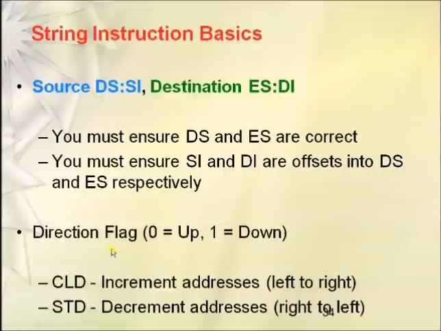Now here we have to use this direction flag. If the direction flag is initialized to 0, it means we are using auto increment mode. The memory address will be incremented by 1 for every operation. If you initialize the direction flag to 1, it means we are going with auto decrement mode, where the address will be decremented by 1 for every operation. CLD is used for clearing the direction flag and STD is used for setting the direction flag.